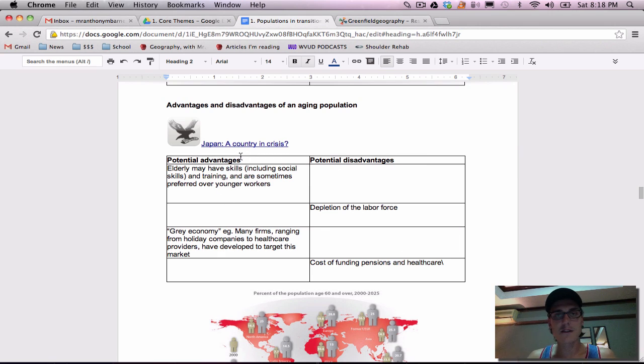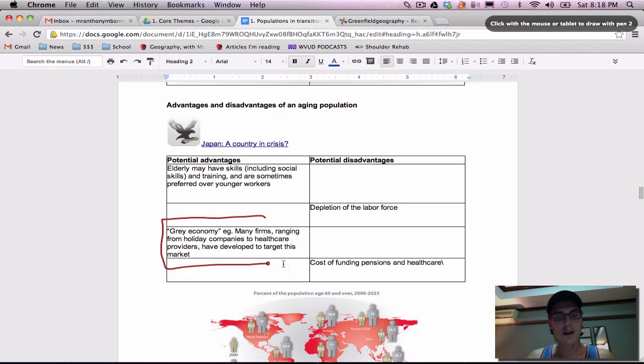The advantages of having an elderly population include the elderly have skills. They are wise beyond their years and can teach the youth a lot of things. Also, a lot of companies will target elderly people. The gray economy is a large proportion of the economy in some of those countries where companies are specifically targeting elderly people and making advertisements and the commercialization of things gearing it toward elderly people.